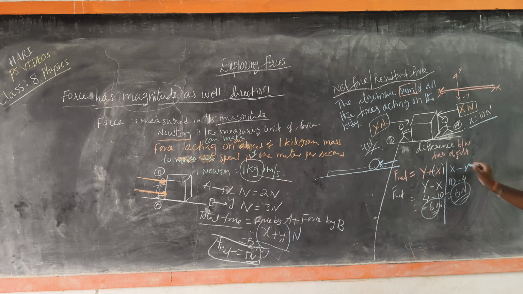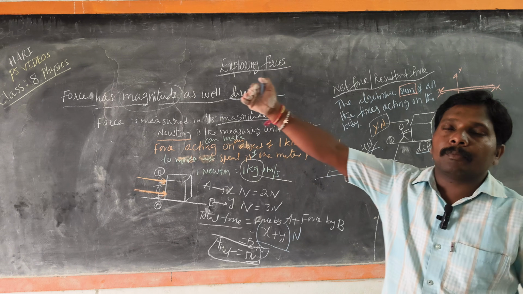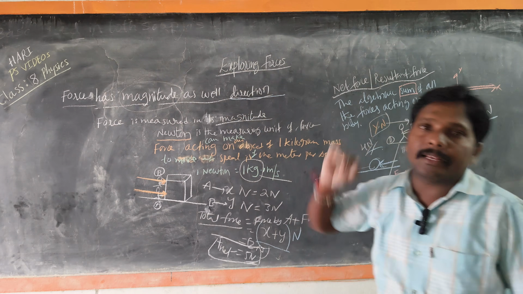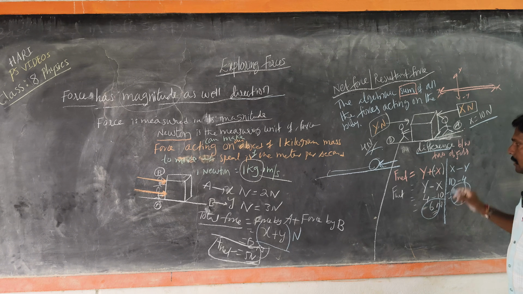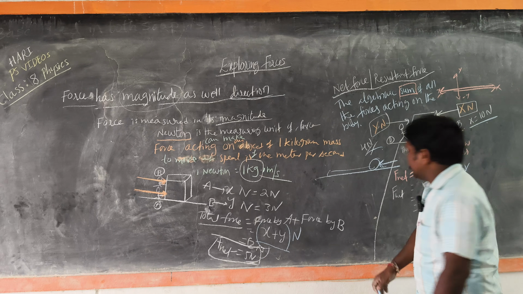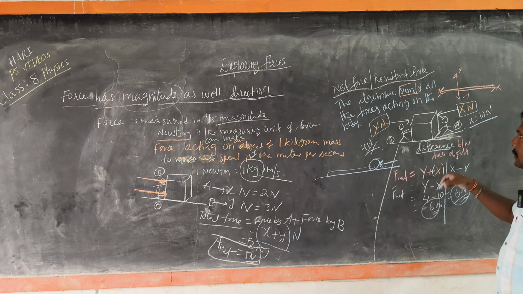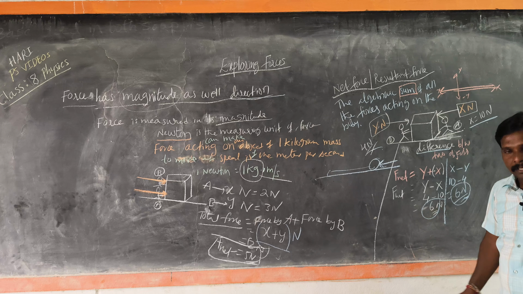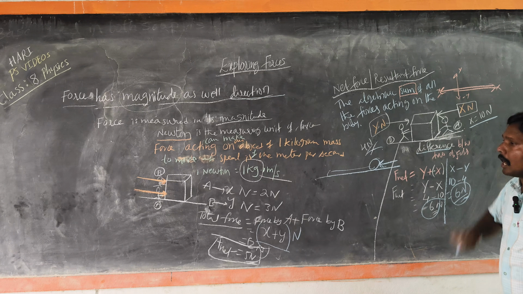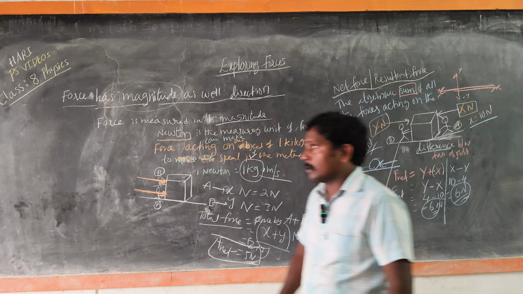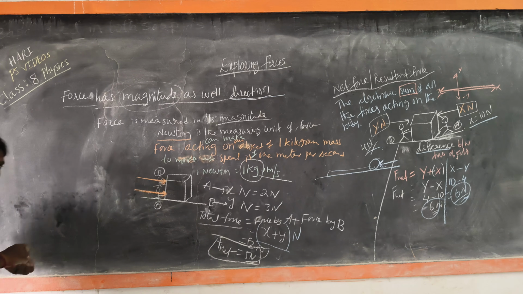So difference is different from subtraction, where we subtract directly from plus value to minus value. Difference means we have to differentiate between the directions, in which direction the more force is acting and in which direction the less force is acting. Based on that, we have to subtract. So in this way, we can calculate how much force is acting on this box. Then, let us consider the same example.